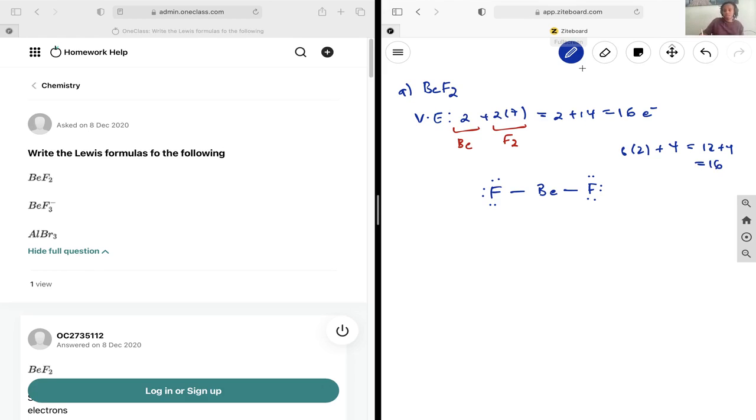And so this is allowed because in this scenario we have an underfilled octet for beryllium. So let's just go ahead and note that down. Additionally, let's check our formal charges to make sure that it all makes sense.